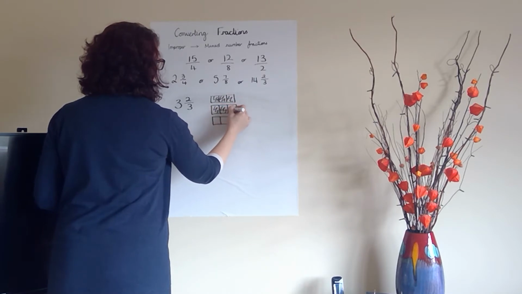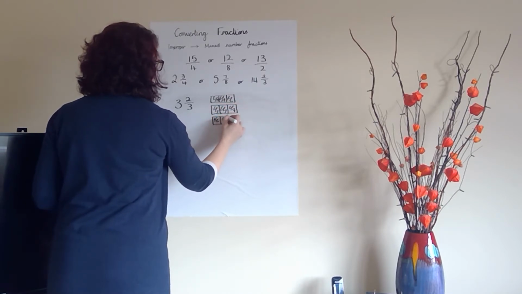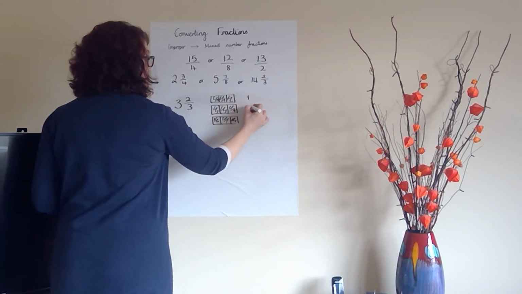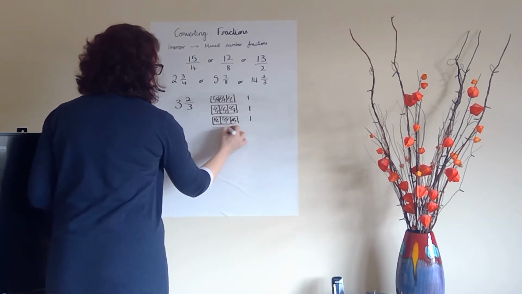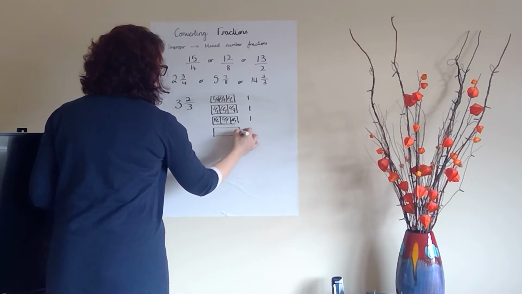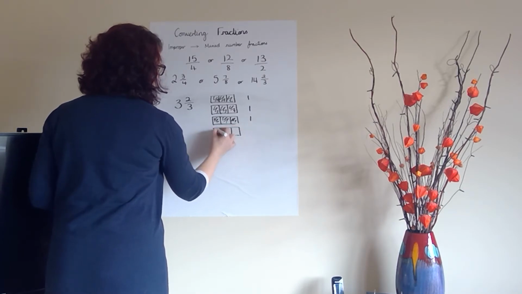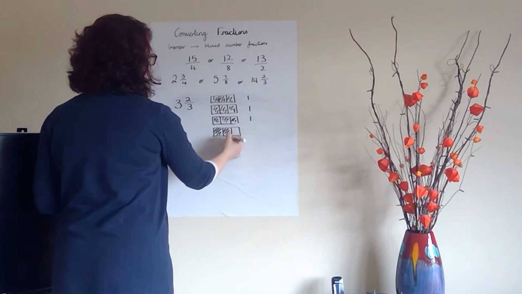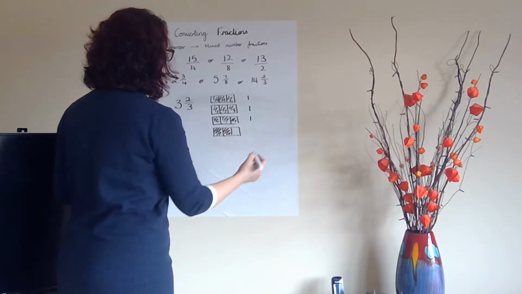There's 1, 2, 3, 4, 5, 6, 7, 8, 9. And that's my whole numbers there because I've got 1, 2, 3. And then my final one is my 2/3. So I'm just going to colour in 2 of those. So I've got my 2 parts there, okay?